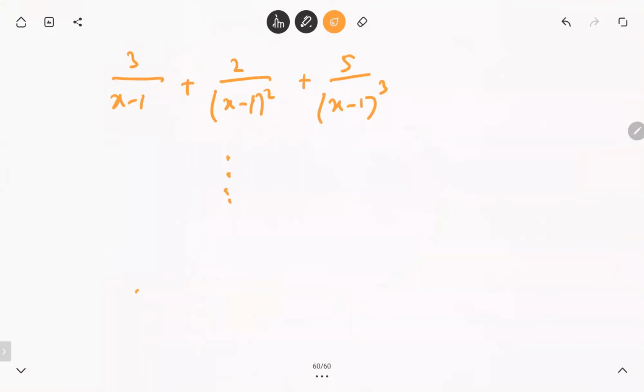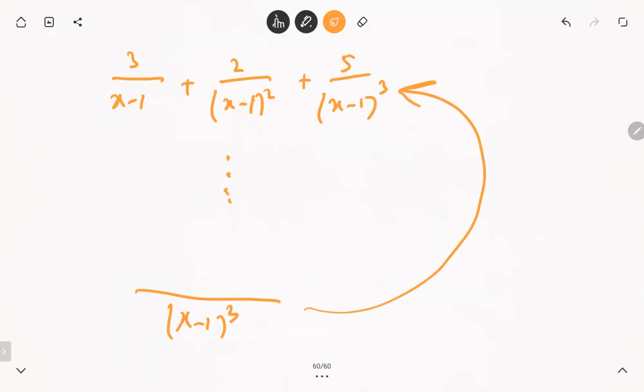मीन आपके आंसर में डिनोमिनेटर था x minus 1 whole cube. तो इसका मतलब इसकी पार्शियल फ्रैक्शन करनी है, तो we need to write the fraction in which the denominator is x minus 1 squared भी, x minus 1 whole cube भी. अगर कोई उनमें से एक मिसिंग हुआ तो वो ऑटोमेटिकली b की वैल्यू 0 आ जाएगी फिर.